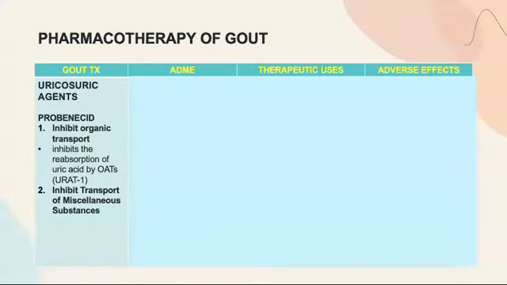Another therapy of gout is the uricosuric agent called probenecid. The actions of probenecid are confined largely to inhibition of the transport of organic acids across epithelial barriers. Probenecid also inhibits the reabsorption of uric acid by OATs, principally URAT-1. The uricosuric action of probenecid is blunted by the co-administration of salicylates.